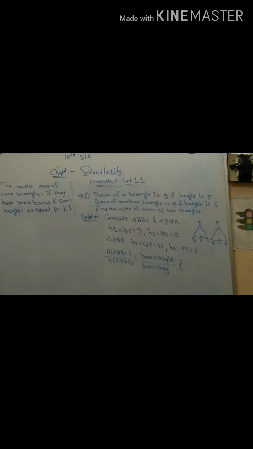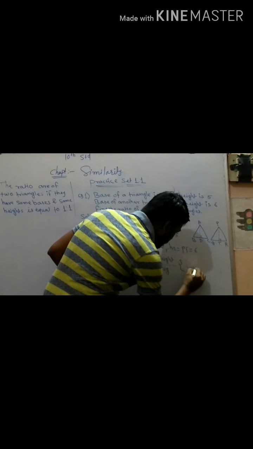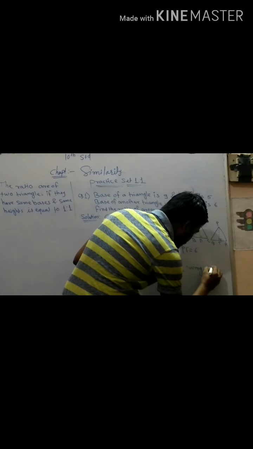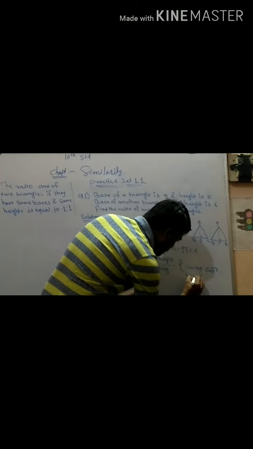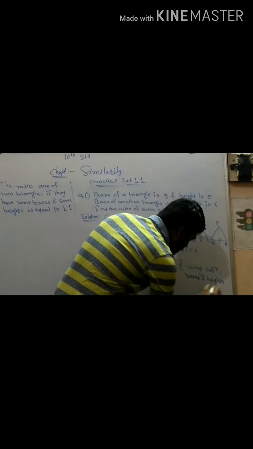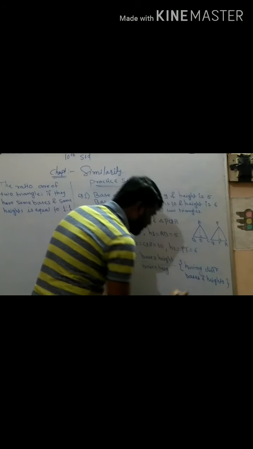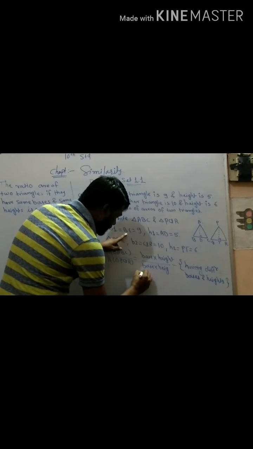Just wait a minute. Here you can write down: having different bases and heights, the areas are in the ratio of the corresponding products of their base and height. You can also write in short: having different bases and heights.